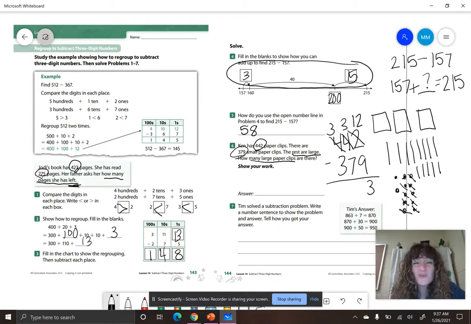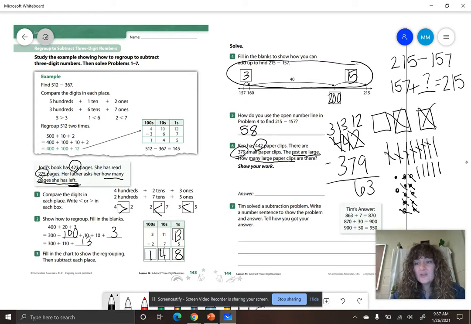So how many tens do I have? I have 13 tens. Now, can I take away 7 tens? Yes. I'm going to take away 1, 2, 3, 4, 5, 6, 7, and I have 6 tens left. Now I go to my hundreds place. I check the hundreds that I have left. I have 3, and I'm taking away 3.